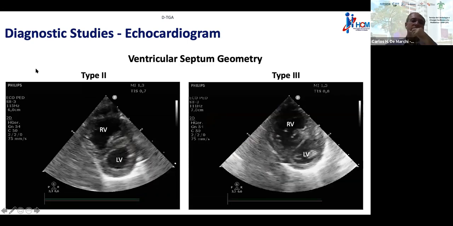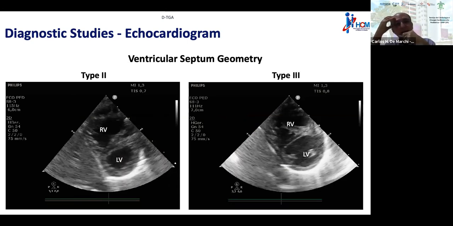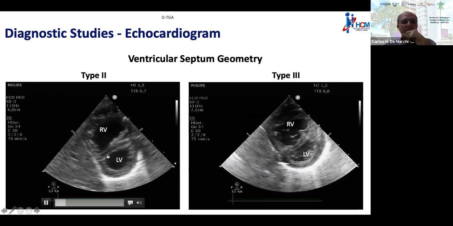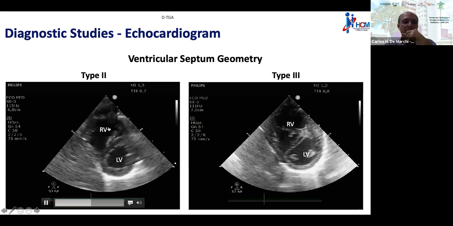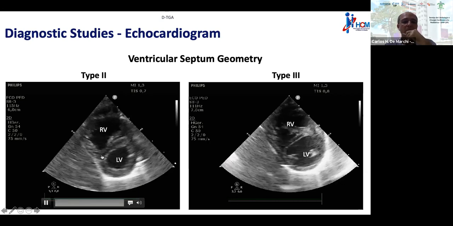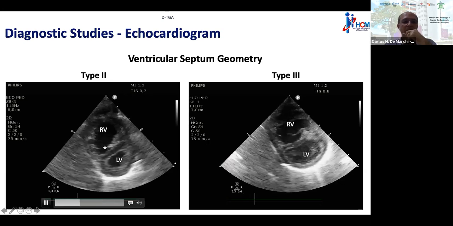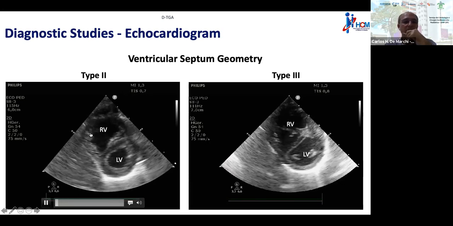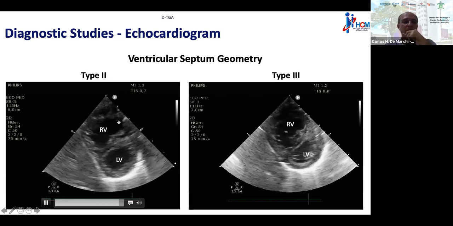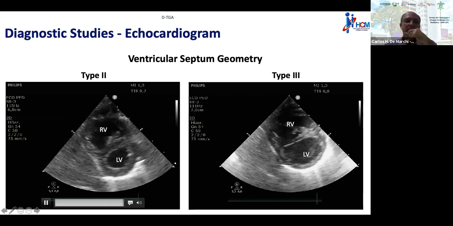Another important role of the echocardiogram is to analyze the ventricular septum geometry. Why? The ventricular septum in echo is an easy image to acquire. It is a parasternal or subcostal short axis view of the left ventricle. Then we see the left ventricle and the right ventricle. This is a large enlargement of the right ventricle with increased thickness of the right ventricle wall. And here the septum is flattened.